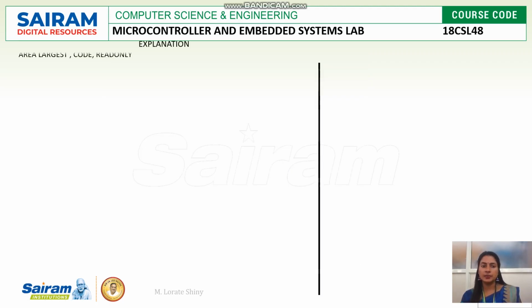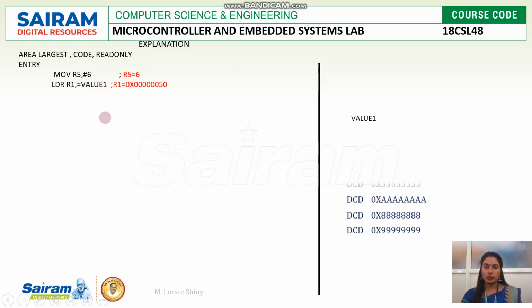Okay, so this is the first line: AREA LARGEST, CODE, READONLY. Then ENTRY. MOV R5, #6, this is the count. Then LDR R1, =VALUE. This is used to load the constant value. We'll see what VALUE is: the starting address of the array. The starting address of the array we assume is 00000050. We have seen in the table. So that is moved to the R1 register.